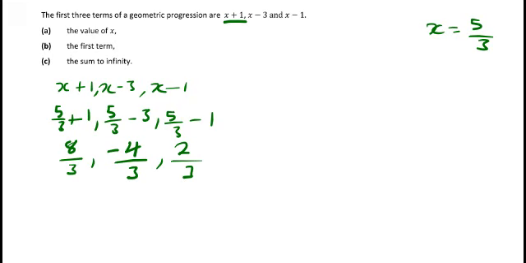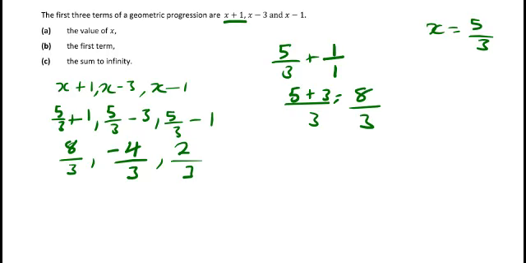So maybe you're confused. What you can do is say 5 over 3 plus 1. You look for the common denominator, it is what? 3. So 3 into 3, 5, plus 1 into 3, it is 3. This will be equal to 5 plus 3, that is 8 over 3. That is what we have there.